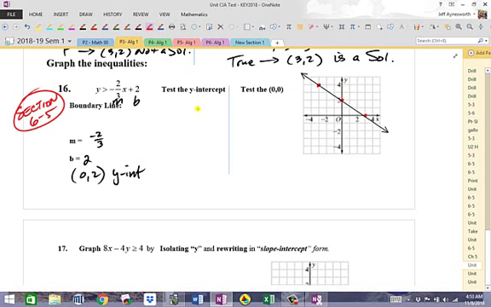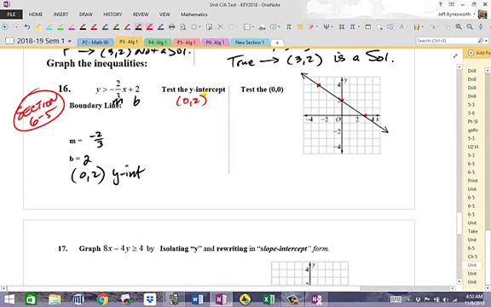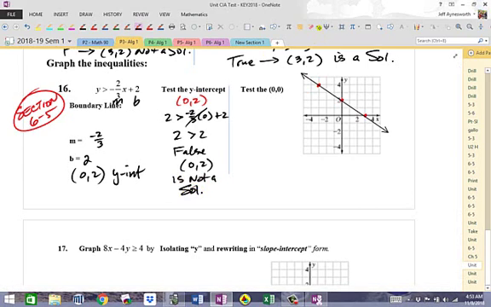Because when you test the y-intercept, so let's test 0, 2. It says test it, so let's test it. So is 2 greater than negative 2/3 times 0 plus 2? Well, that gets wiped out. Is 2 greater than 2? And the answer is no. Okay, this is false. So your test point 0, 2 is not a solution. Okay, and because of that, it's dotted. Okay, the boundary line's dotted.